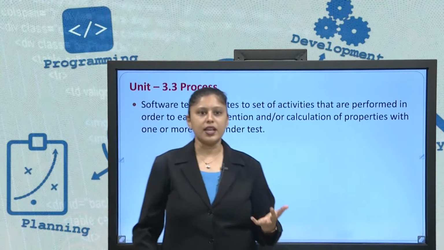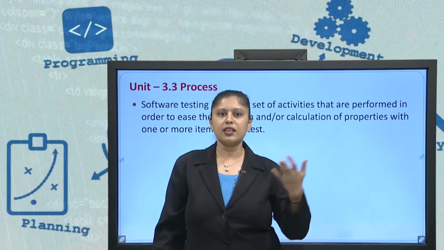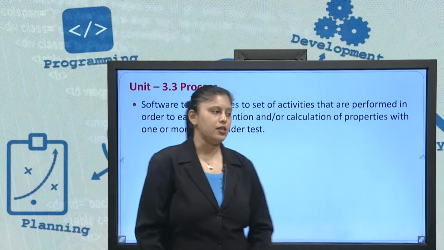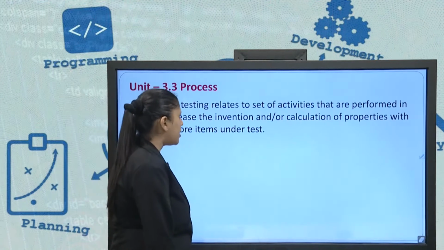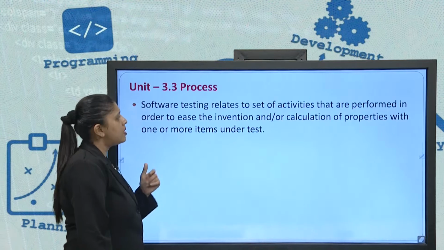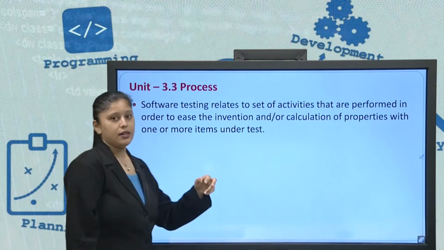Similarly, in software testing also we have a process, and user acceptance testing is of course a kind of testing, so it also has a process. Let us see what it is. Software testing relates to a set of activities that are performed in order to ease the invention and or calculation of properties of one or more items under test.